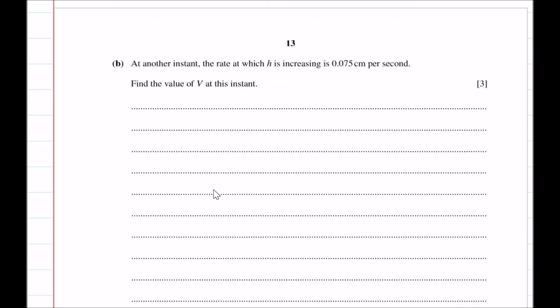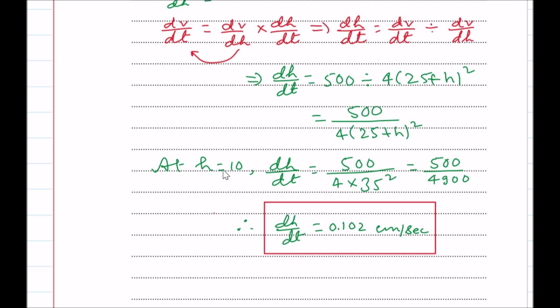And in the previous part, we got dh by dt equal to 500 by 4 into (25 plus h) square. Okay, here you can see this one. I'm talking about this. We have dh by dt equal to 500 by 4 times (25 plus h) whole square. So let me write it there. This dh by dt.